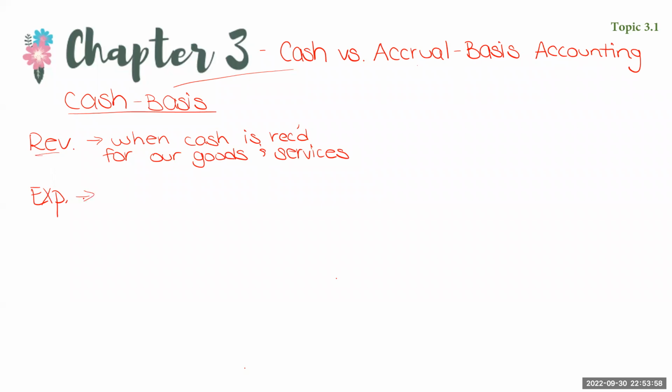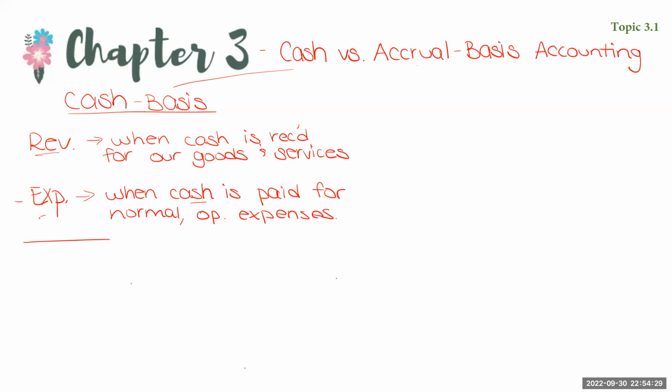For expenses, we record an expense when cash is paid for normal operating expenses. Right? In chapter 2, we defined expenses as normal operating costs to run the business. So when those normal operating costs are paid in cash, it's considered an expense. And we remember from chapter 2, when we subtract expenses from revenue, that gives us net income. Okay, so that's how net income is calculated under the cash basis.